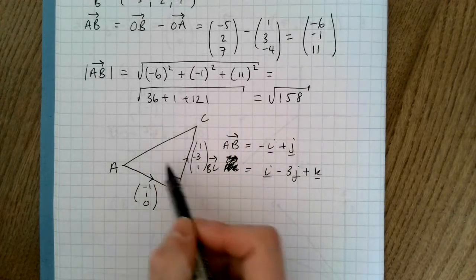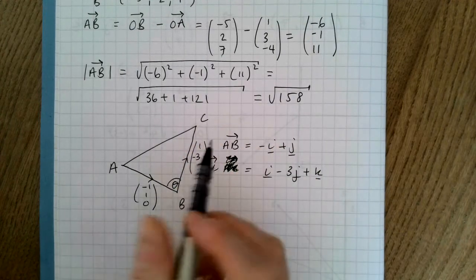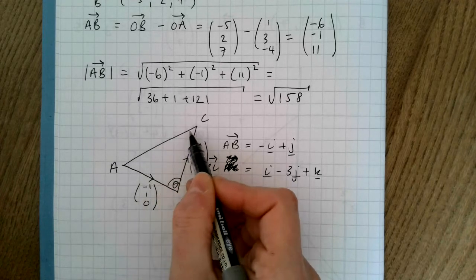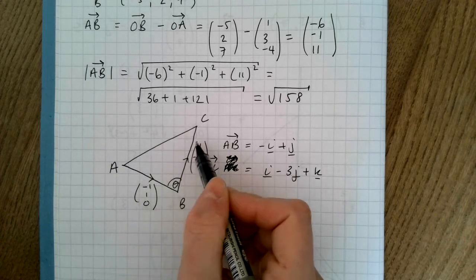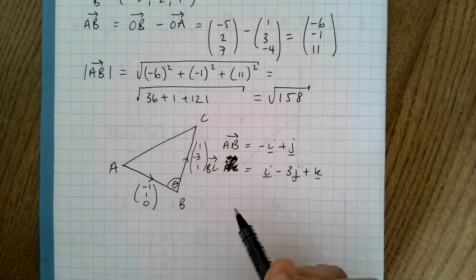And then I can see that triangle. So if I want to find that angle there, I'll call that theta. I'm going to need this vector here. Okay, so then if I have all 3 sides of this triangle, I can use the cosine rule.